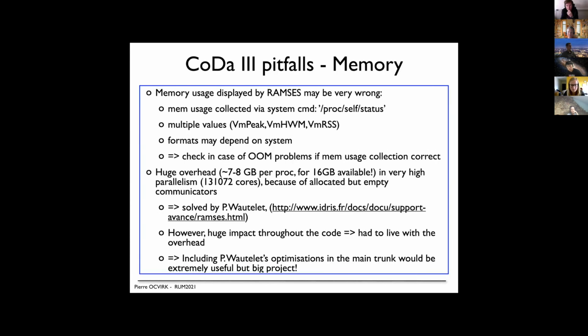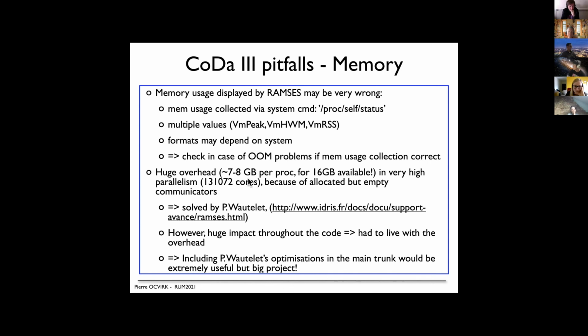Some of the biggest problems I've had were with memory. Maybe you need to know that the memory usage displayed by Ramses can be very wrong, because the memory usage is collected via a system command, which is this one, and there are many values returned when you use this command, and formats may depend on the system. So in the beginning, I wasn't understanding what was going wrong with my simulation and why it crashed. And actually, I found out by looking at it more closely that the memory usage was wrongly displayed. So that's something to check for everybody who's having out of memory problems.